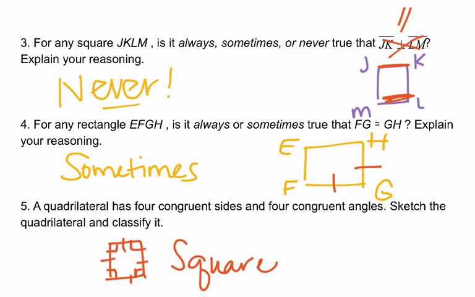Number 4, if it's a rectangle, and we're looking at side FG, again, yours could have been in a different position on the rectangle, that's fine, and GH. The only time that these 2 would be congruent is if this rectangle was also a square. Special case. And then last one, it says draw a quadrilateral with 4 congruent sides and 4 congruent angles. That makes it a square by the square corollary, or the definition of a square. We are going to go ahead and pause here for today, and we'll finish lesson 7.4 in the next video.